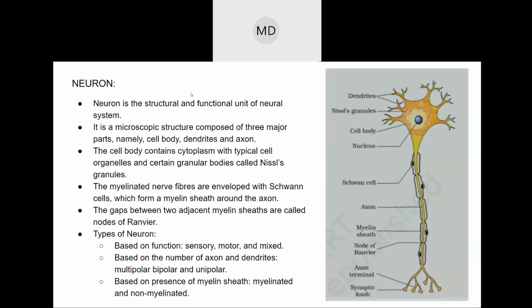Without the neurons, there will be no electrical impulses sent from one place to another, right? Even if you are touching a hot object, your hand will not withdraw itself from the hot object, and you will burn yourself, right? So your body will not have that nervous impulse. Okay, impulse will not be there without the help of the neurons. That is why it is known as the structural and functional unit of neural system. Okay, and the neurons have three parts.